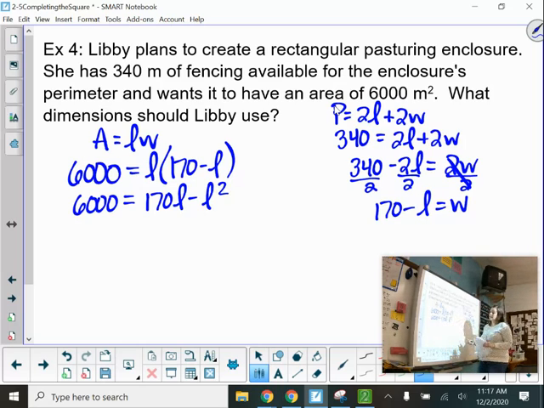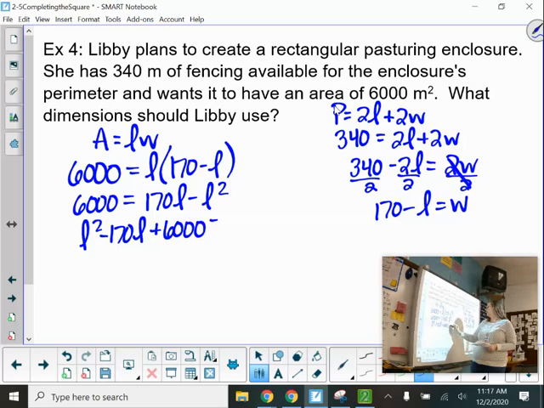I notice that I have a quadratic. So this is something that we can either factor or we can do the quadratic formula on. I want to keep my quadratic term positive, so I'm going to move everything over to the left-hand side. So I have L squared minus 170L plus 6,000 is equal to 0. You could try to go through and factor this. I know that the factors of 6,000 are probably not something that is going to come super easy, and that's where completing the square might be your better bet, because you don't have to worry about doing your factors, you just have to follow the process.